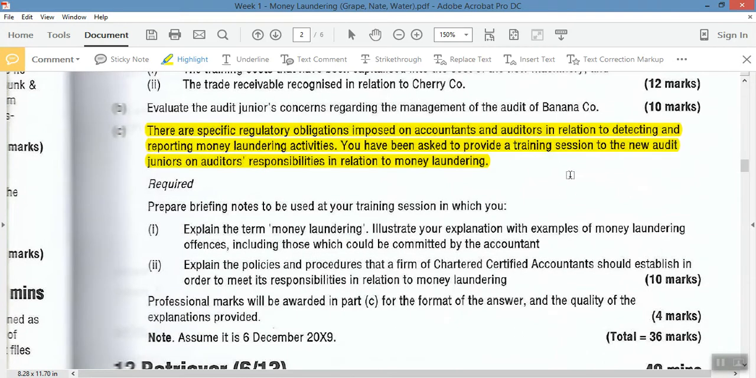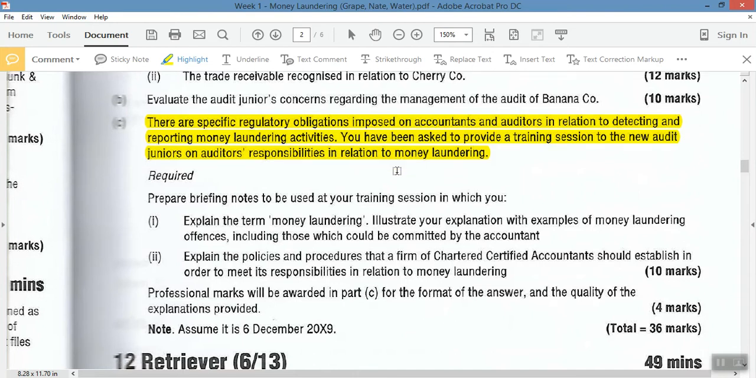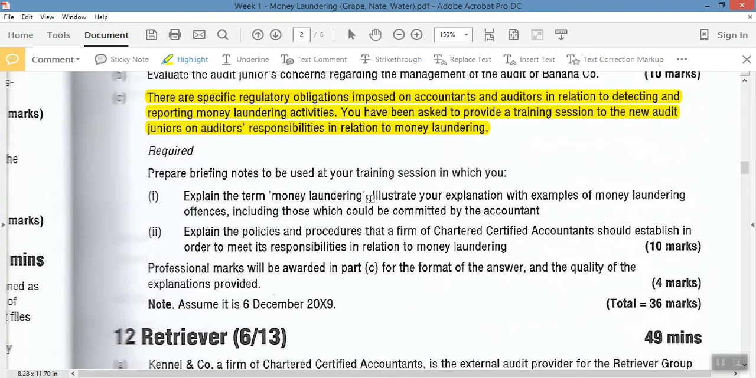There are specific regulatory obligations imposed on accountants and auditors in relation to detecting and reporting money laundering activity, and you have been asked to provide a training session to the new audit junior on audit responsibility in relation to money laundering. So here, first thing, what do they ask you? They ask you to explain the term money laundering.